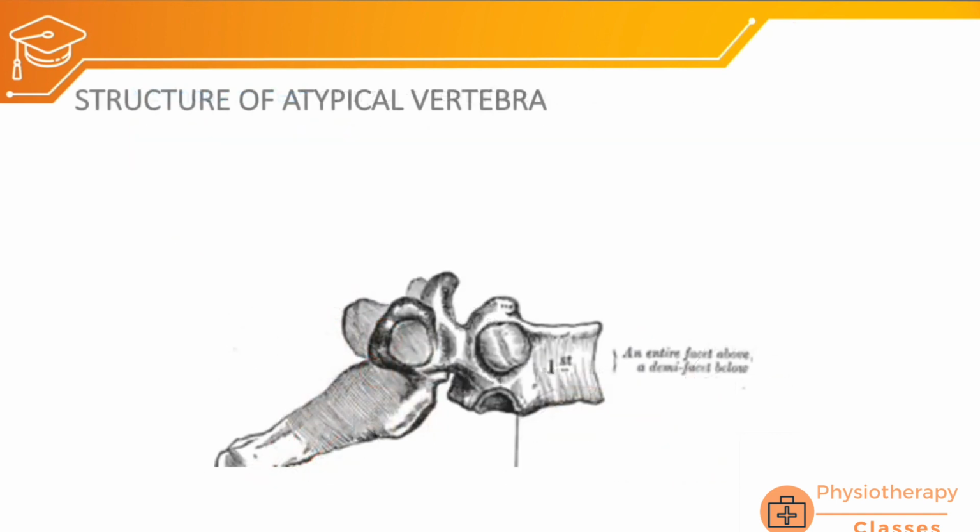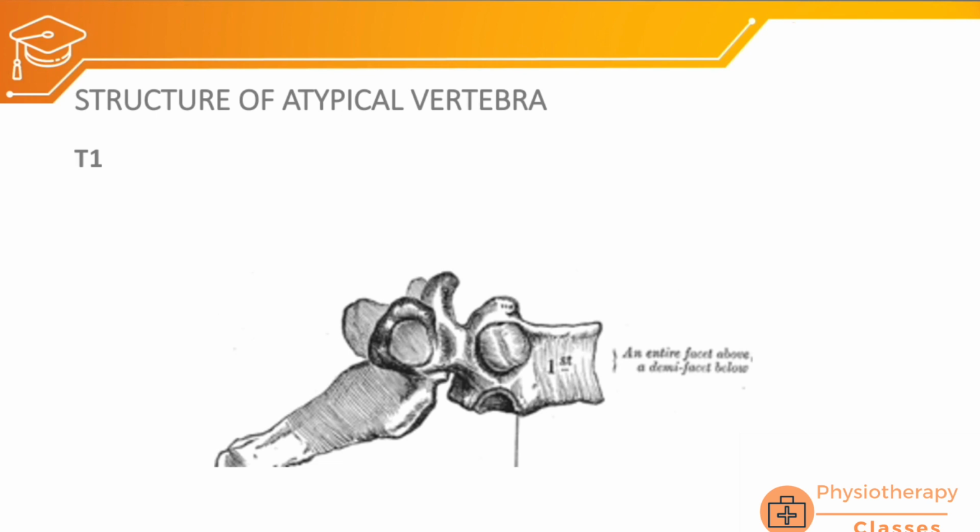Now coming to atypical vertebrae, that means each vertebra is unique in its features. T1 is completely unique compared to other thoracic vertebrae. T9 is unique. T10, T11, T12 have unique features compared with other thoracic vertebrae.